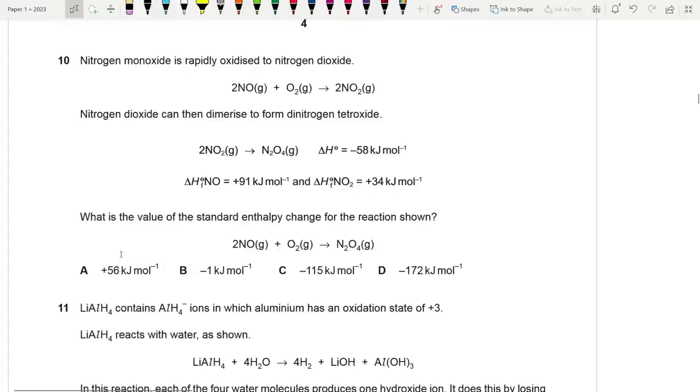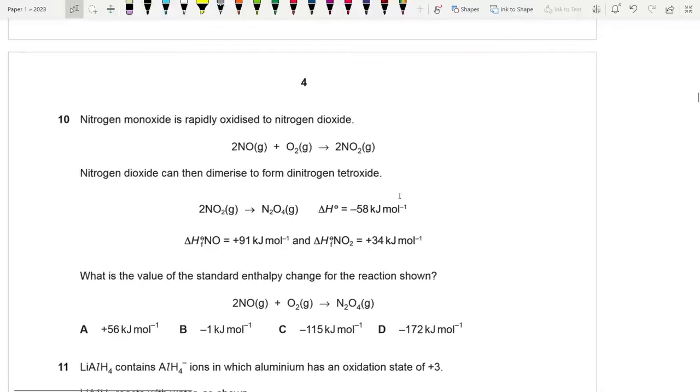Number 10. Nitrogen monoxide is rapidly oxidized to nitrogen dioxide. Nitrogen dioxide can then dimerize to form dinitrogen tetroxide. What is the value of the standard enthalpy change for the reaction shown? Okay, so let's see. 2NO plus O2 is equal to N2O4. So we are dealing with enthalpy of formation.